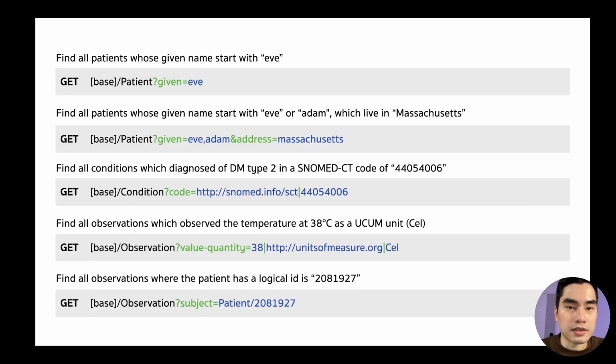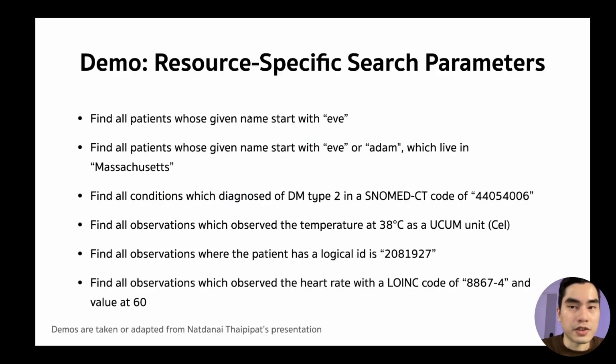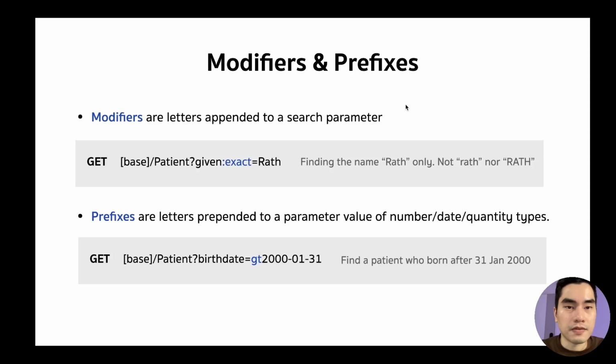All right, so this is the resource specific search parameter. Next one is modifier and prefix. Modifiers are letters appended to a search parameter like this. You have a patient, this is the resource type, and this is the parameter name, right? You put a modifier after the parameter name to have more control over the behavior of this search.